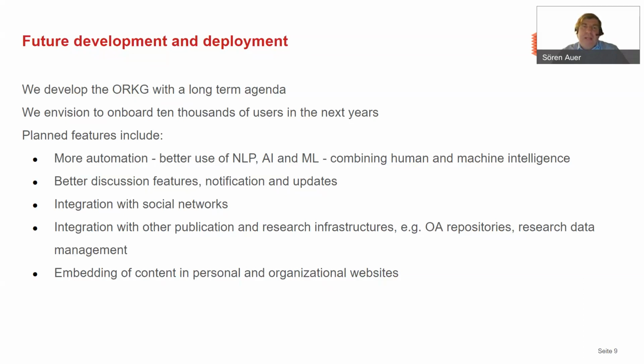We also want to work on better discussion features for researchers, on notifications and updates so that you get notified when new research in your area of interest appears in the Open Research Knowledge Graph. We want to integrate it with social networks. I already mentioned also the integration with other publication and research infrastructures like open access repositories, research data management, and so on.